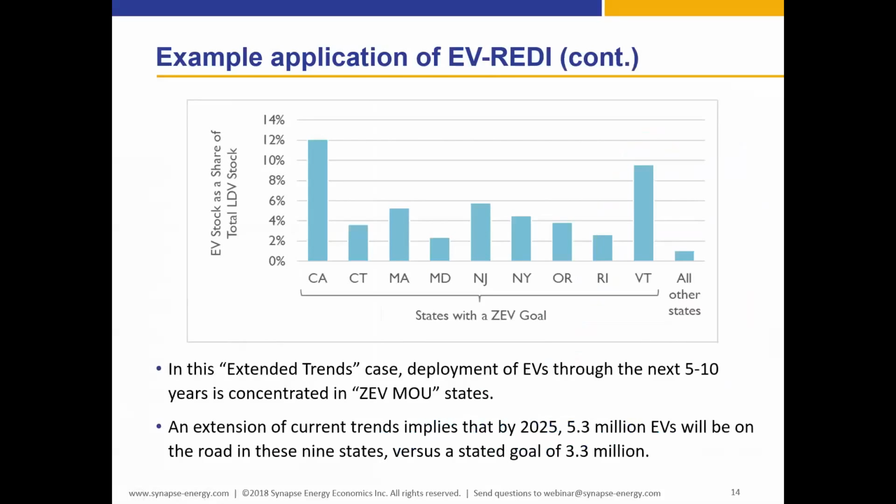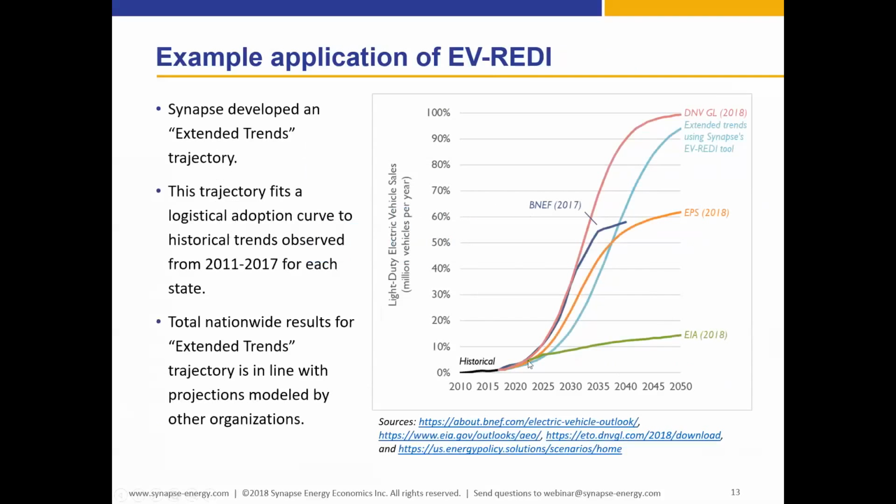So moving along, under this extended trends case, we wanted to provide some information about the types of outputs that you can get from EV-REDI and the sorts of questions that it starts raising that really make you think. So this chart here is an output for this extended trends case where we're gradually ramping up to some high level of almost 100% of EV sales by the year 2050, and in the year 2025, it's more like 5 to 8%. 2030, it's more like 15%.